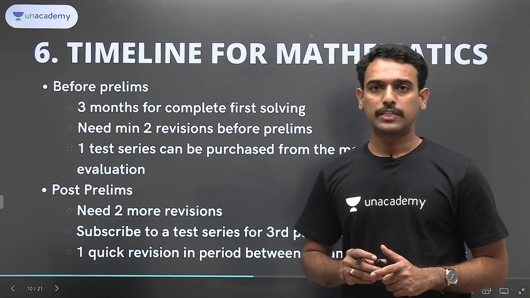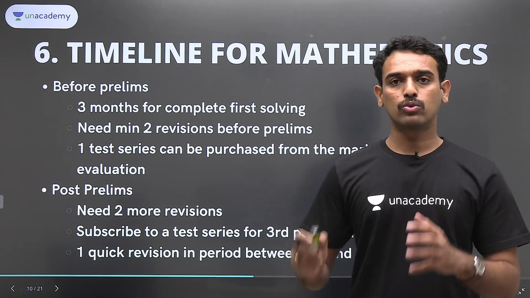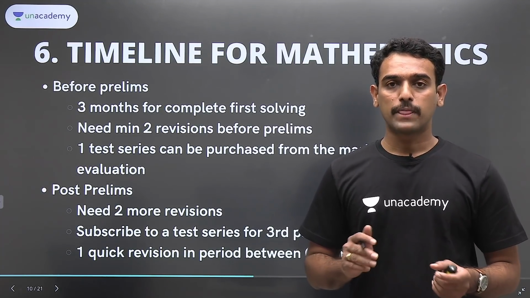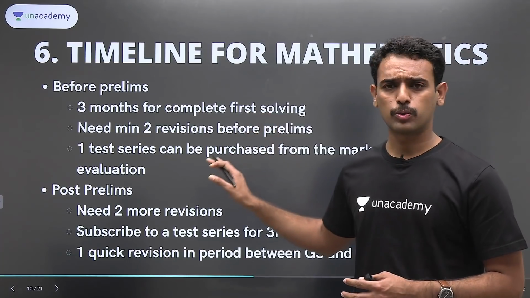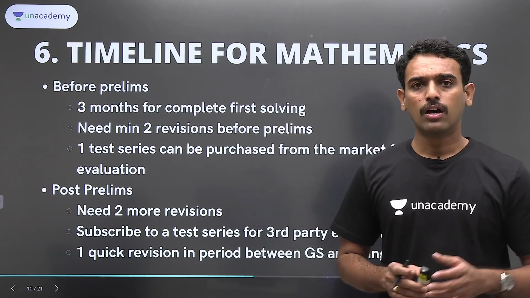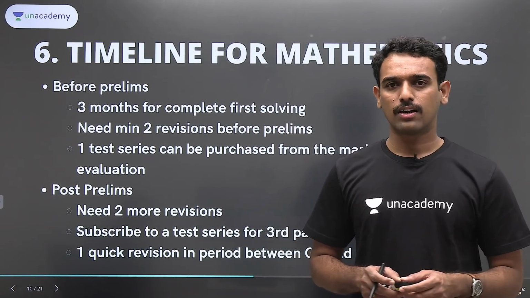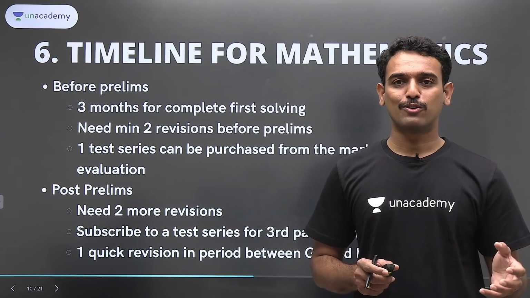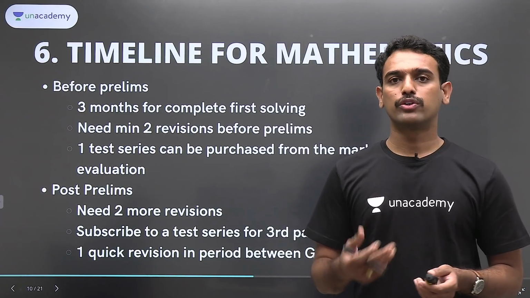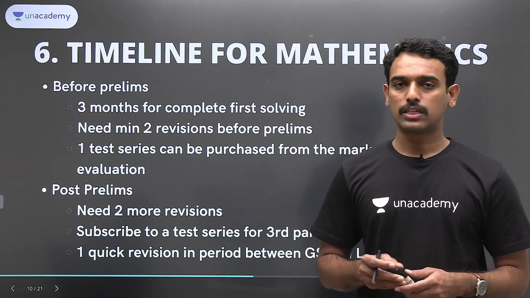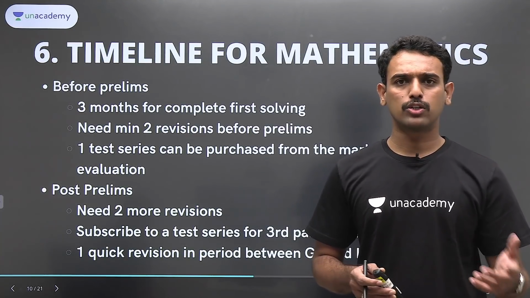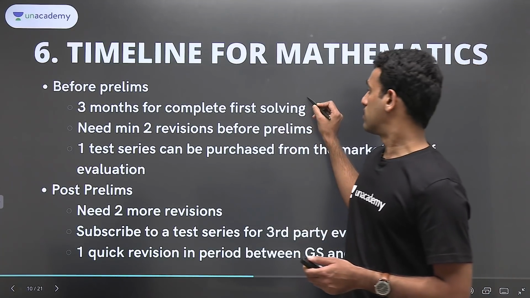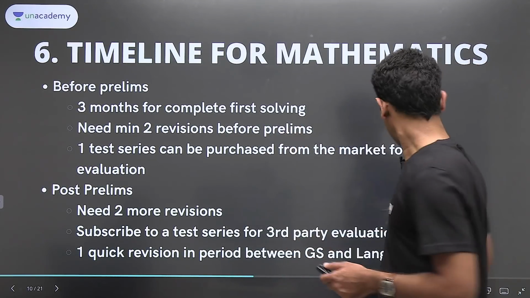So, timeline for mathematics. How do you go about covering this particular optional in a comprehensive manner? The first thing is, I'll distribute this into before prelims and after prelims. Before prelims, once you are done with the standard books for GS, then you can start going for an optional. As I mentioned, it took me 3 months for my first reading.